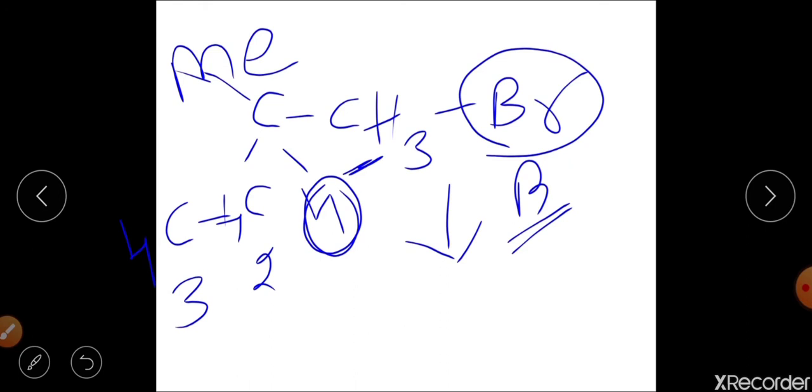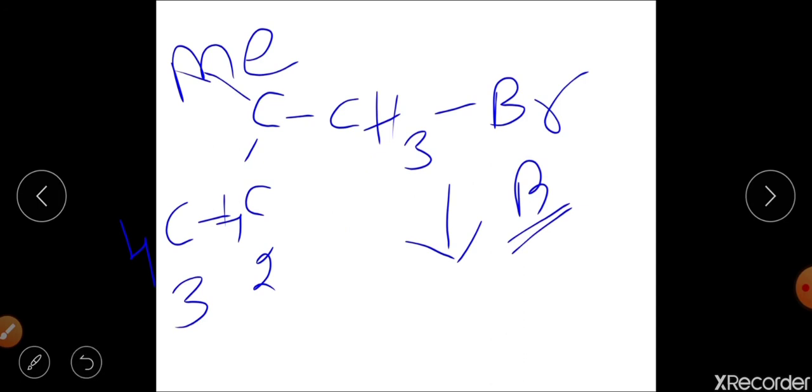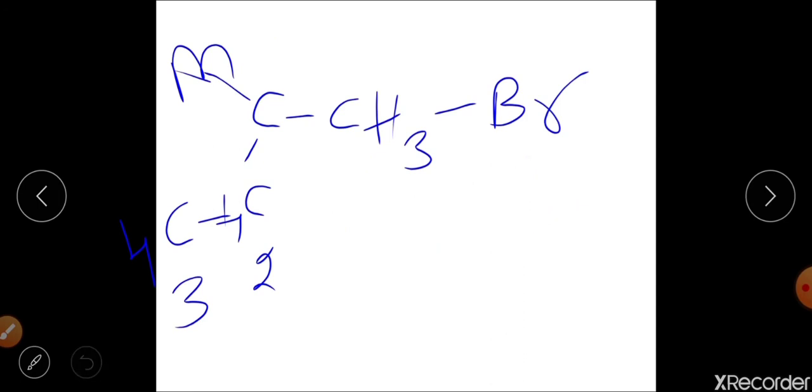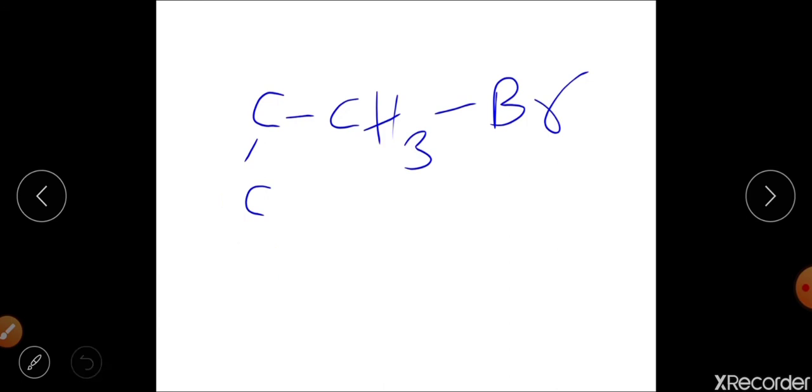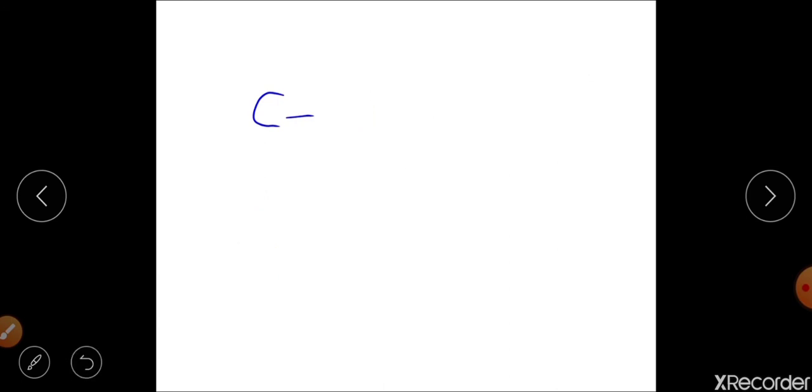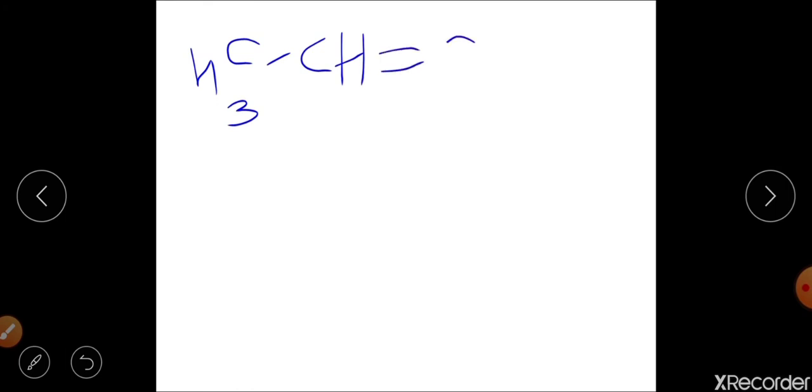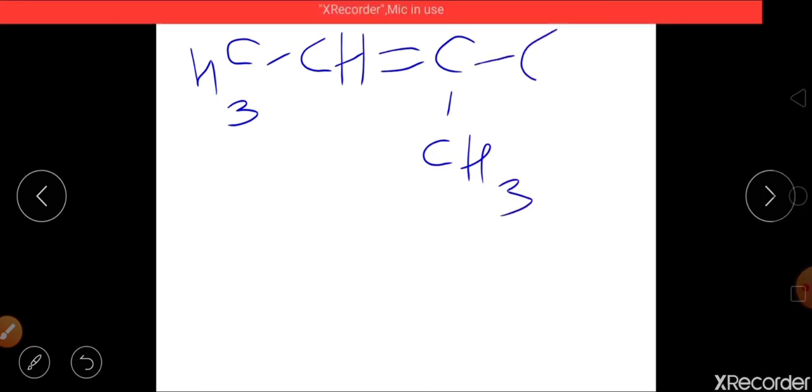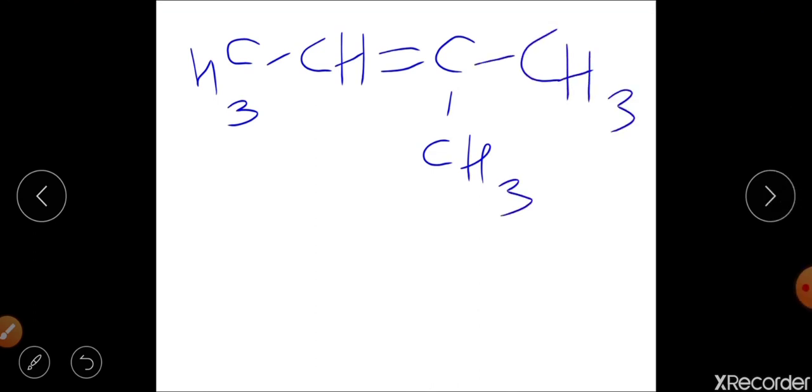So when we talk about the product formation during this course of reaction, we can say that two products will be synthesized. And what are these two products? These are CH3, CH double bond C, CH3, CH3. This will be the S product, right?